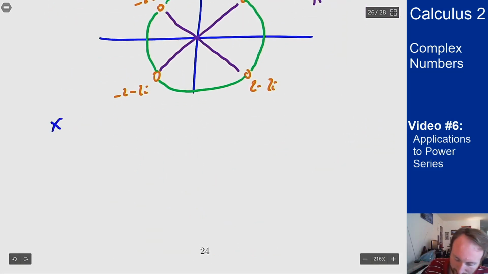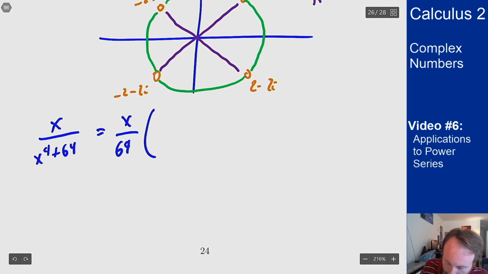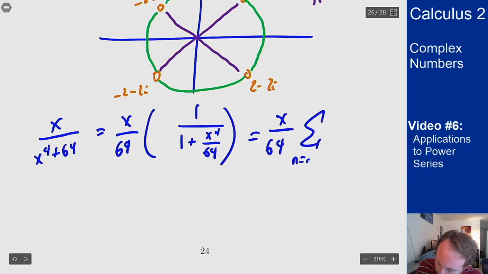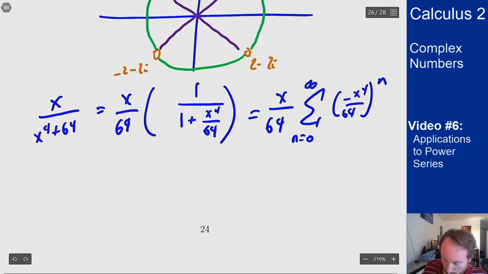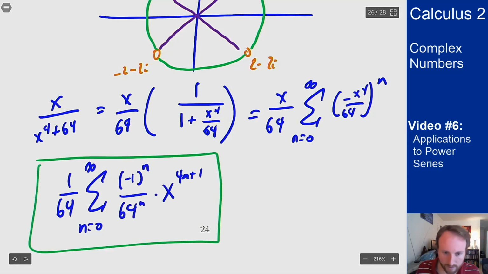So I'm looking for the function x over x to the fourth plus 64. I know I can write this as x over 64 times 1 over 1 plus x to the fourth over 64. That looks like a 1 over 1 minus x situation, so I can write this in power series. Sum from 0 to infinity of negative x to the fourth over 64 to the n, or 1 over 64, sum from 0 to infinity, negative 1 to the n over 64 to the n times x to the 4n plus 1.